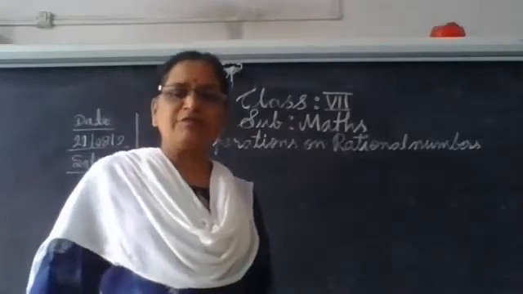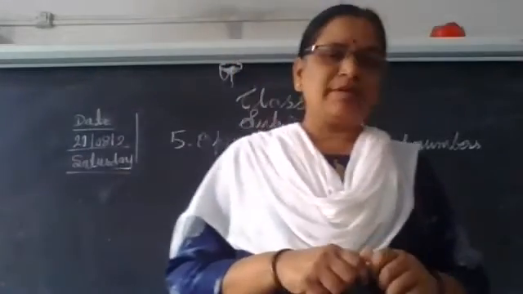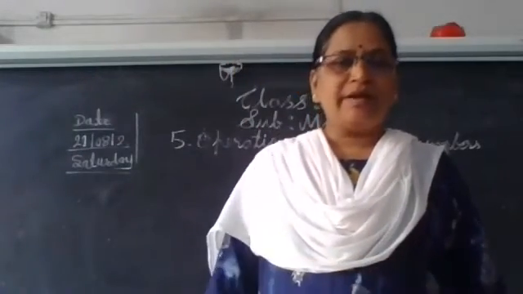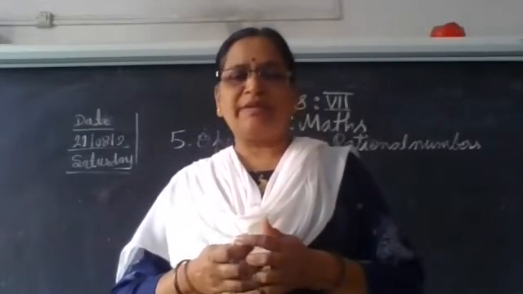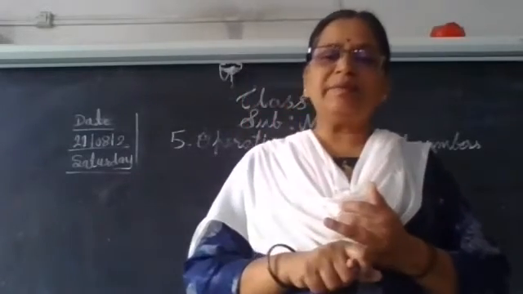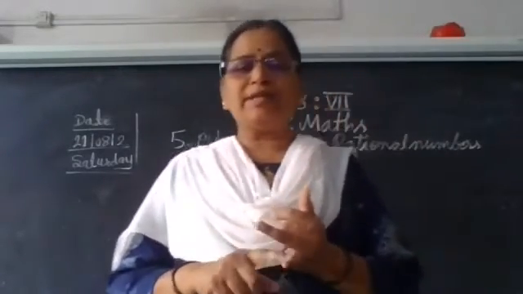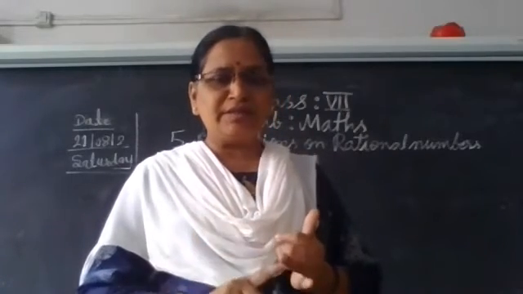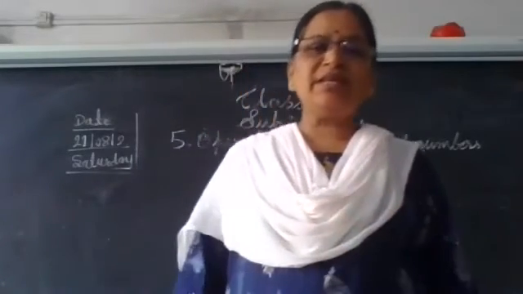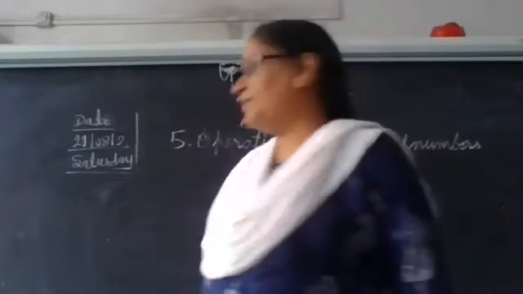So yesterday we have seen better equivalent rational numbers. Now let us see representation of rational numbers on a number line. Before that we have seen better how to represent whole numbers on a number line, then integers on a number line. So let's see rational numbers on number line.